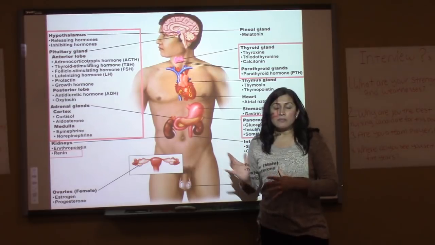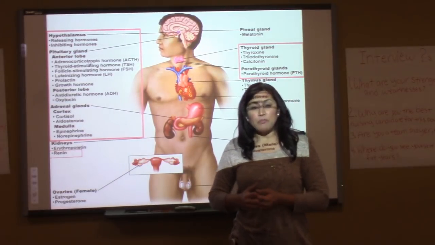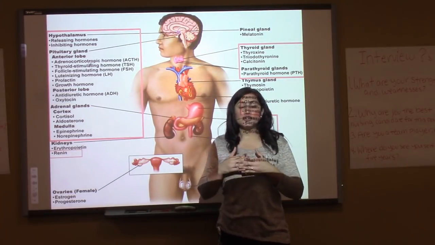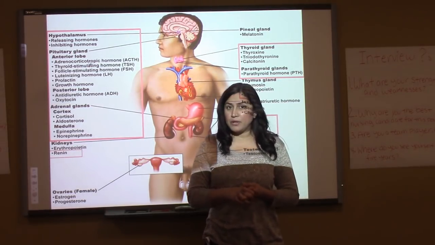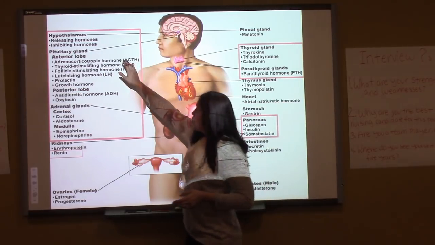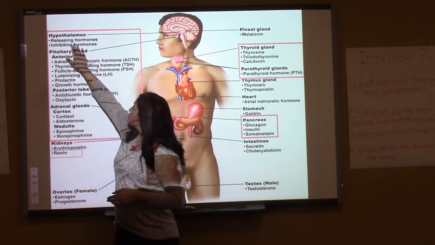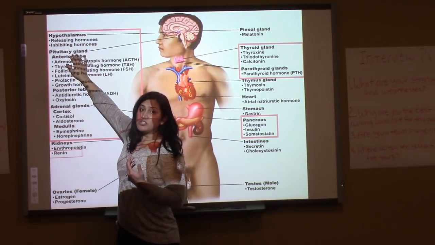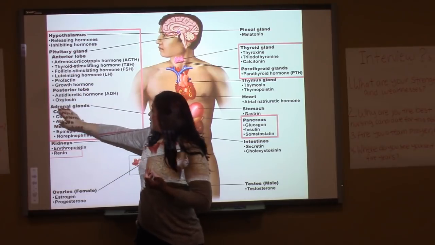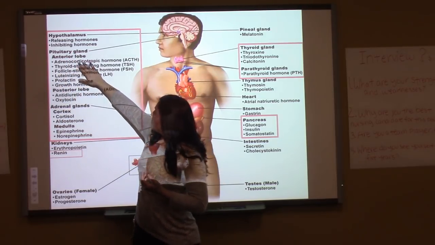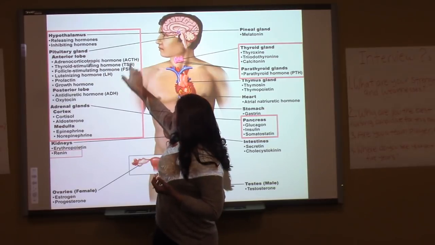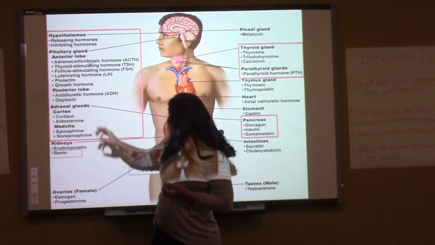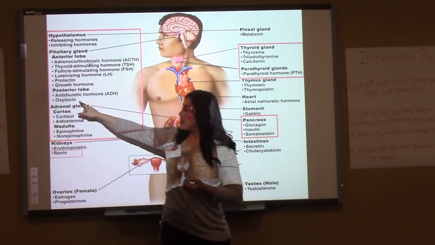Now, this shows all of the endocrine glands in our body, and the ones in the pink box, you are responsible to know for this upcoming exam. So, know the hormones released by the hypothalamus, the releasing hormones and the inhibitory hormones. Know the hormones released by the pituitary gland, anterior lobe as well as posterior lobe. You have to know the ACTH, TSH, FSH, LH, prolactin, and growth hormone. From the posterior lobe, ADH and oxytocin.